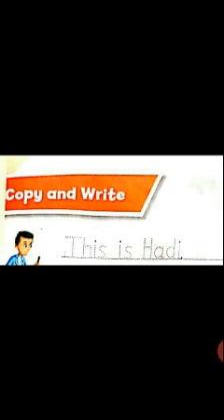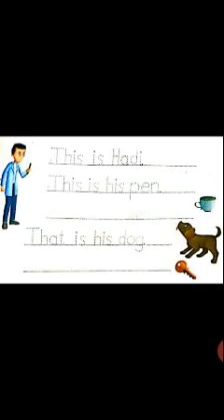First you will read the heading, copy and write. You will first copy the dotted letters as you will trace them, and then you will write on the next lines. Look at the first picture. This is a picture of a boy. Now look at this, this.